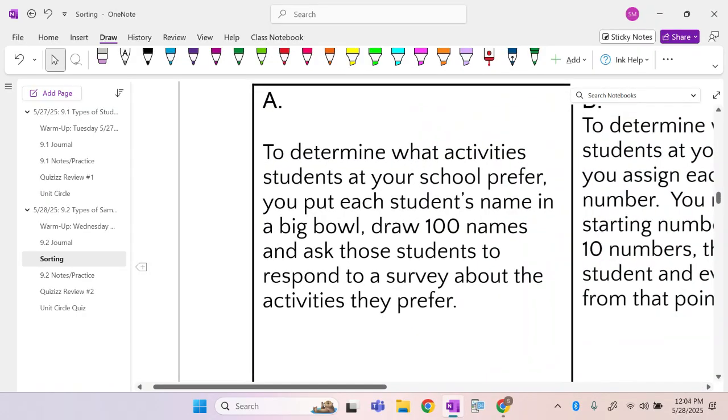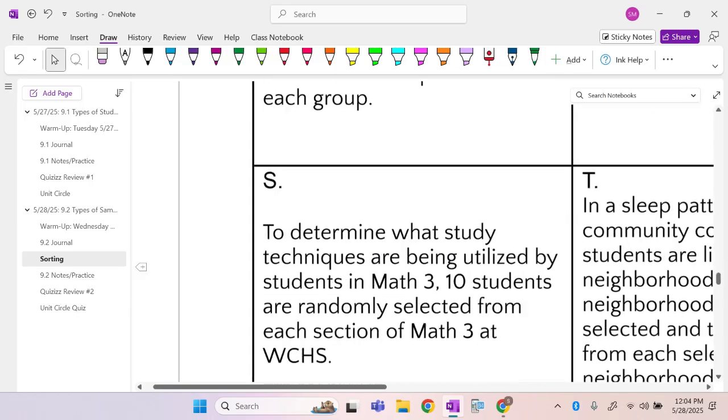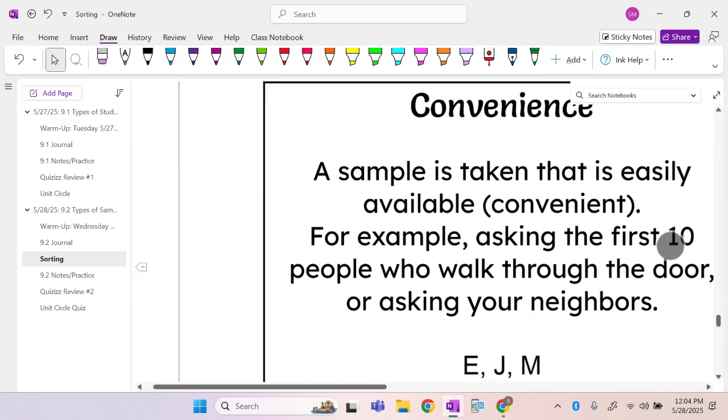To determine what activities students at your school prefer, you put each student's name in a big bowl, draw 100 names, and ask those students to respond to a survey about what activities they prefer. What type of sample is this? Take a minute, think about it.